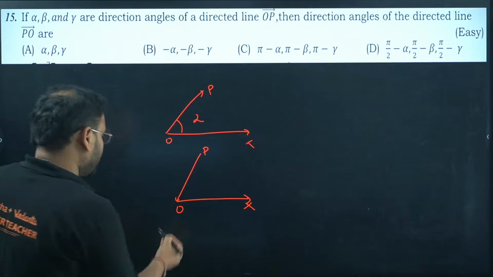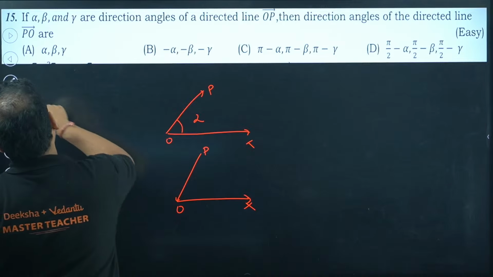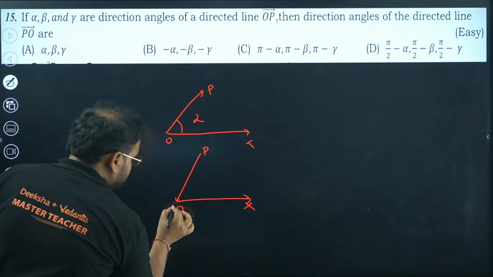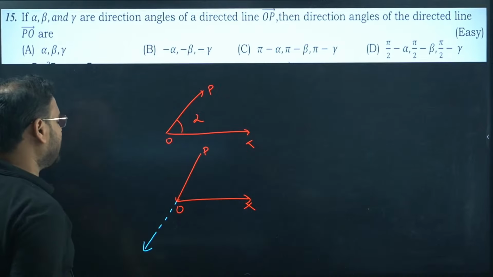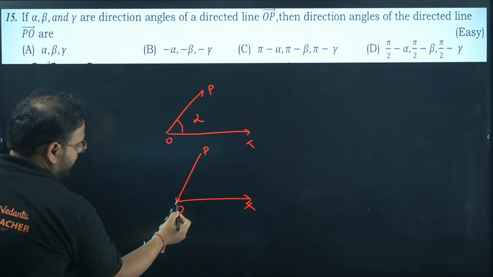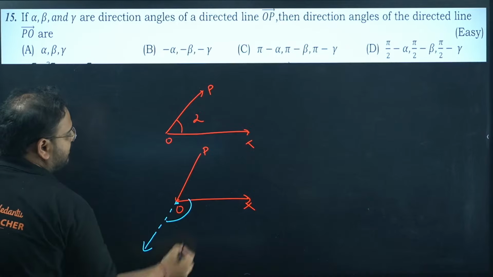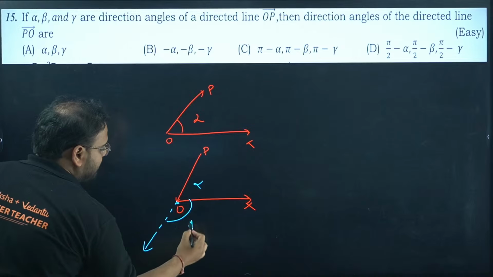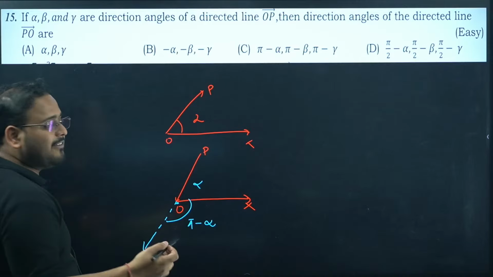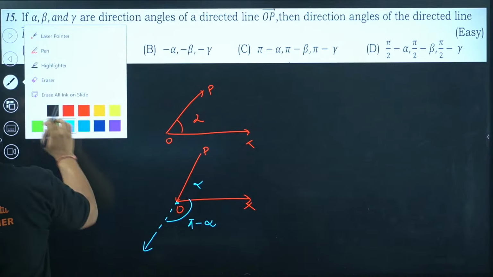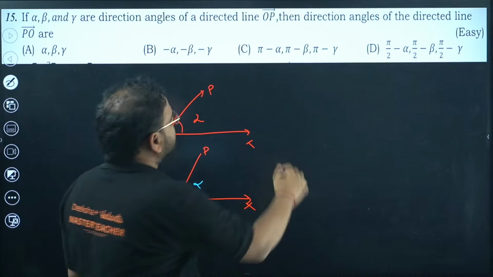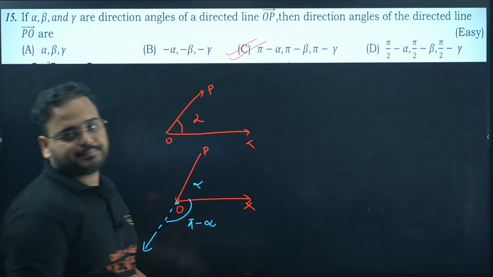Tail to tail. So you have to propagate this line over here like this. Now you have tail to tail, okay? Now this will be your angle. If this is alpha, what is this angle, sir? Pi minus alpha. It will be the same for the other two, pi minus beta and pi minus gamma. Hence your answer is option C.